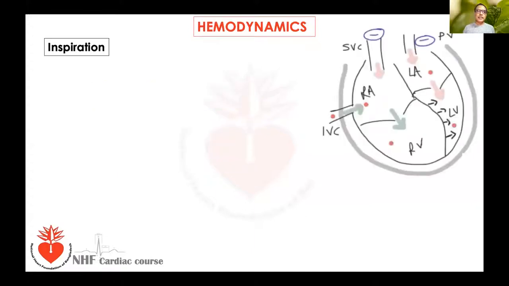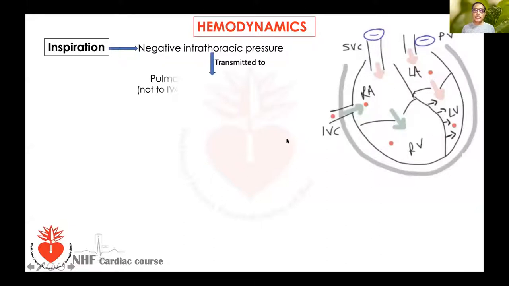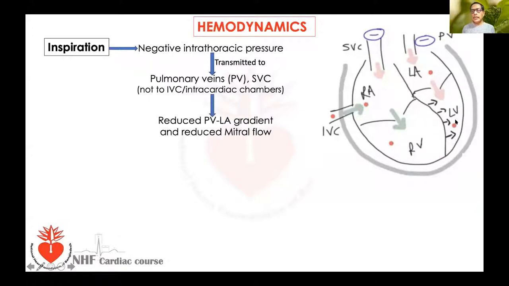So let's see what happens during inspiration. During inspiration, the negative intrathoracic pressure is mainly transmitted to the pulmonary veins and SVC, not to the chambers or IVC. So what happens? The gradient from pulmonary vein to LA is negative, so no blood flows from LA to LV, so the septum pushes towards the LV.